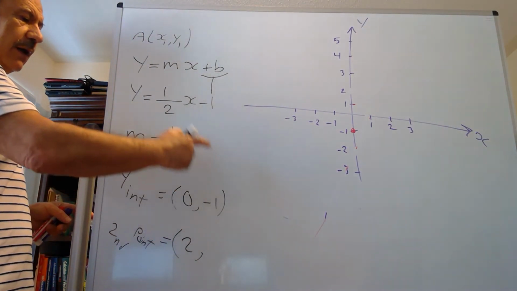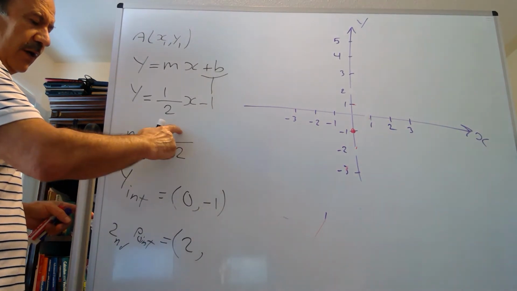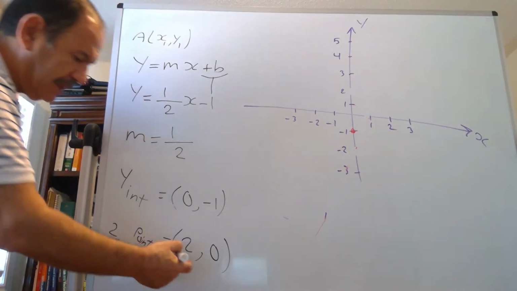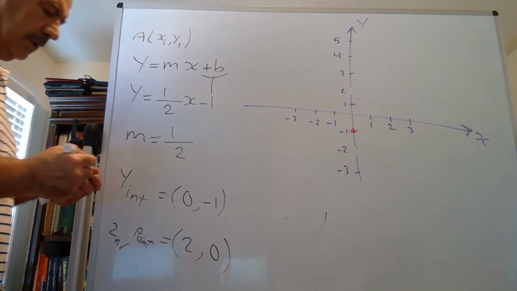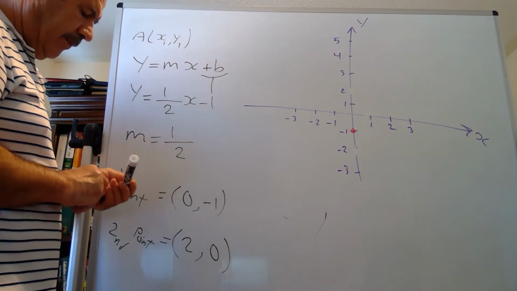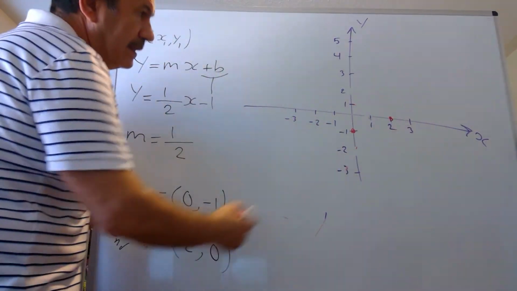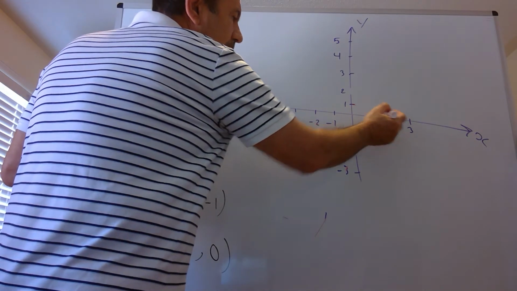And -1 plus 1. This is the change in y: y of the first point plus the change gives y of the second point. -1 plus 1 is going to be 0. So this is my next point, where x is 2 and y is 0. That's it. X is 2, y is 0. This is my next point.